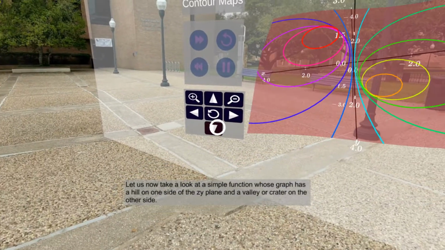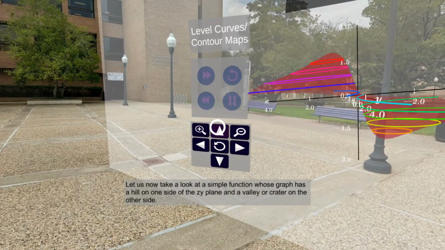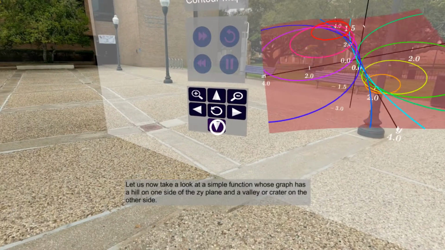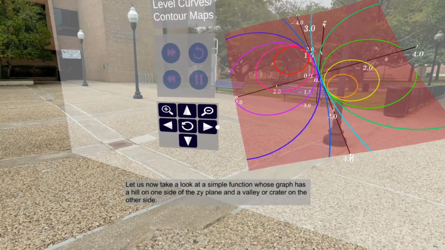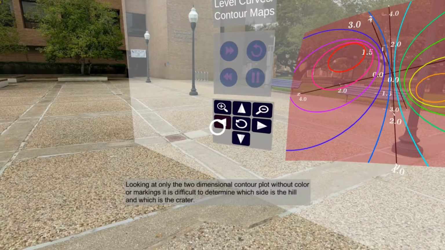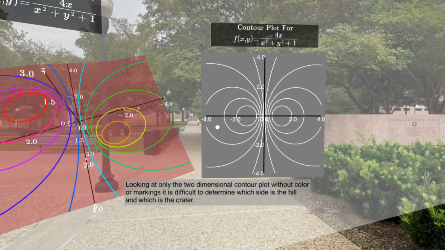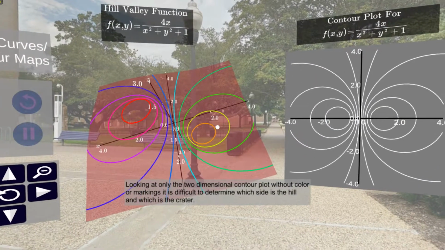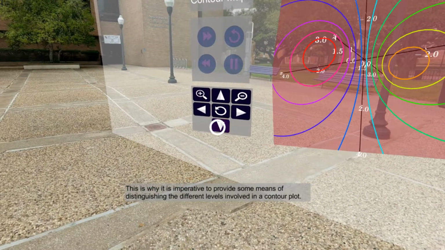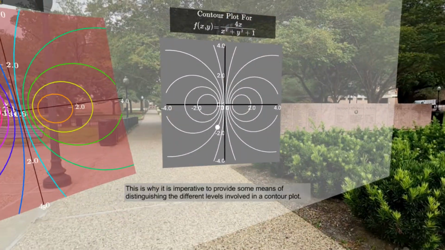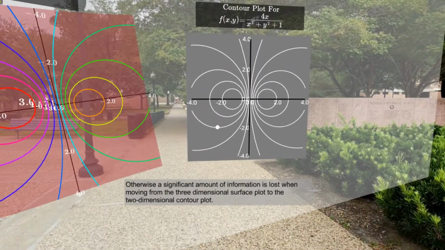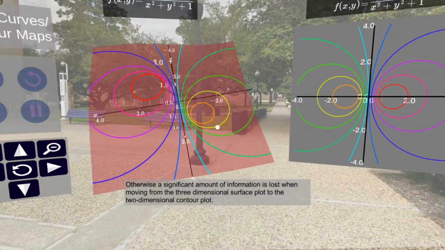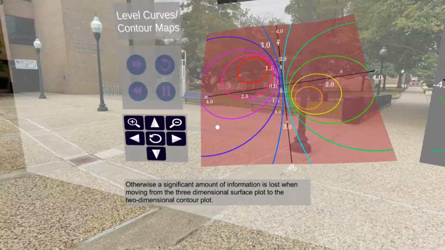Let us now take a look at a simple function whose graph has a hill on one side of the yz plane and a valley or crater on the other side. Looking at only the two-dimensional contour plot without color or markings, it is difficult to determine which side is the hill and which is the crater. This is why it is imperative to provide some means of distinguishing the different levels involved in a contour plot. Otherwise, a significant amount of information is lost when moving from the three-dimensional surface plot to the two-dimensional contour plot.